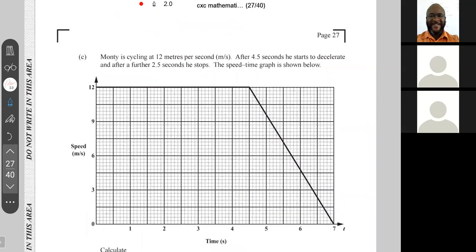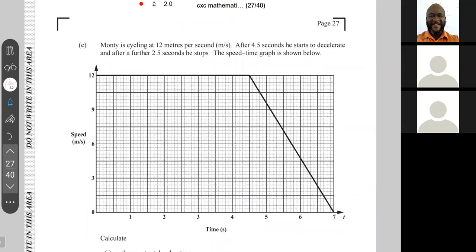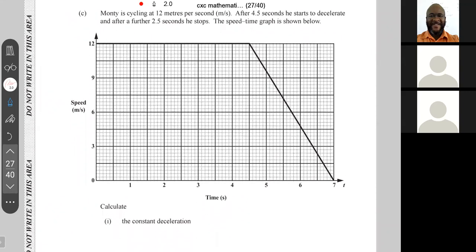Guys, the C part of the question says, Monty is cycling at 12 meters per second. After 4.5 seconds, he starts to decelerate. And after a further 2.5 seconds, he stops. The speed time graph is shown below. We're to calculate the constant deceleration.